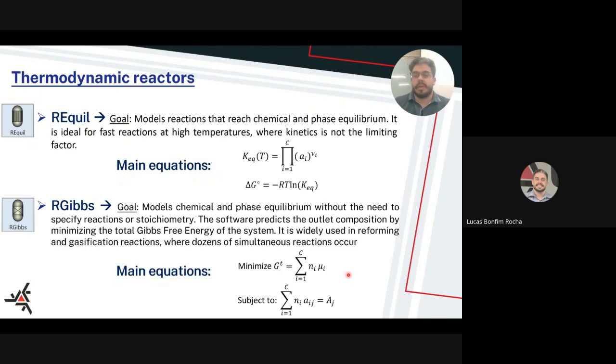Okay, so we also can use it for systems with two or more phases. And it's ideal for fast reactions at high temperatures where kinetics is not the limiting factor, for combustion systems, for example, and also other systems whose reaction is pretty fast. The main equation that we use here is the first equation, for calculating the equilibrium constant.